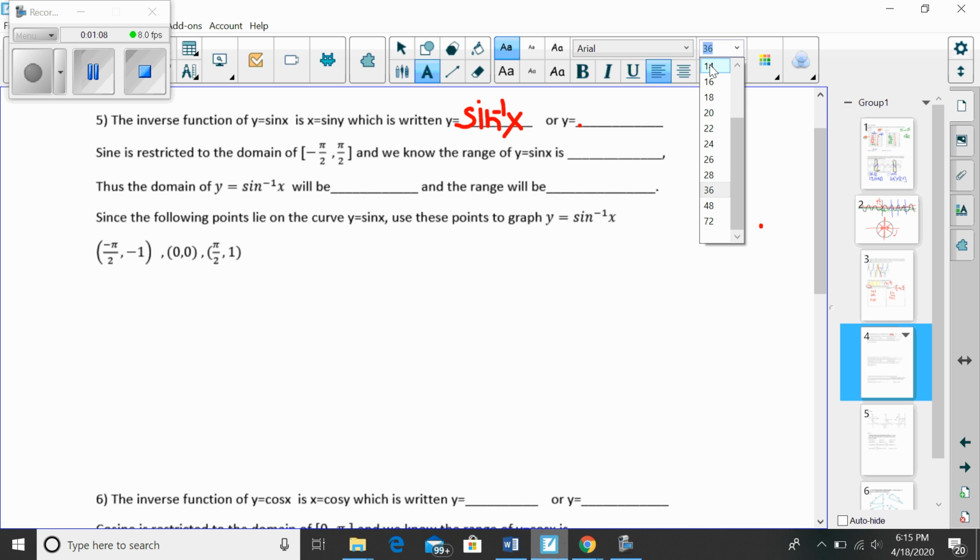we write it as arc sine of x. Right? So I try to force myself to use both notations so that you are familiar with both. They can be used interchangeably. There's no difference between the two.